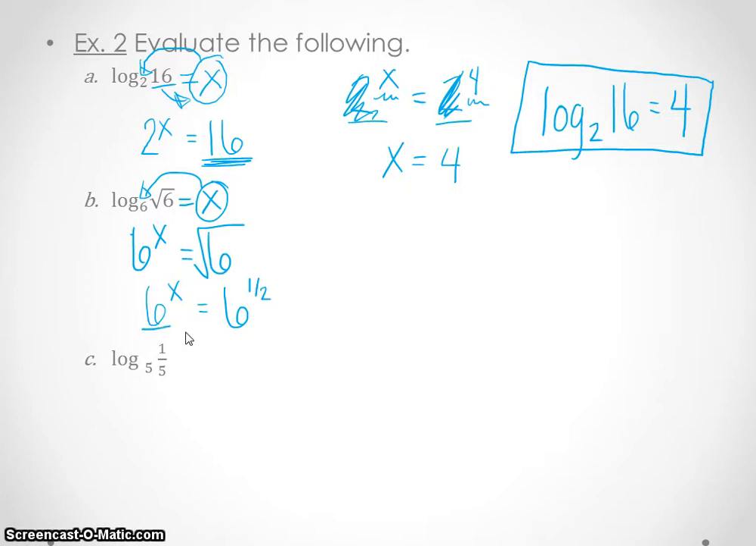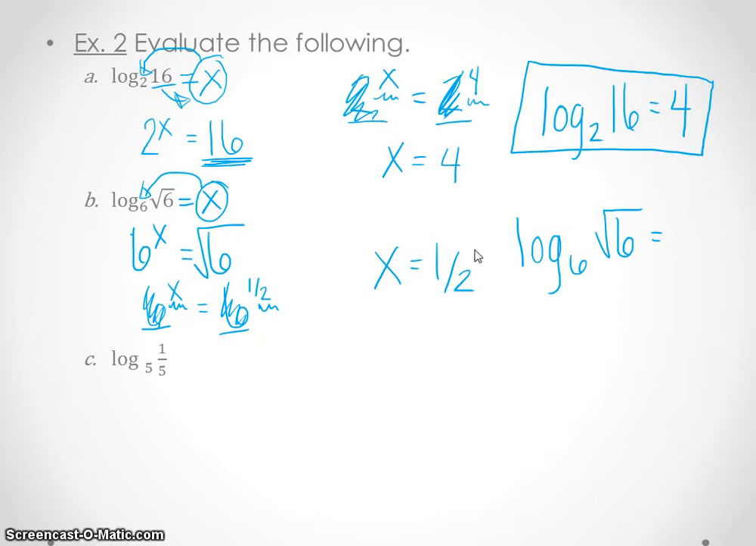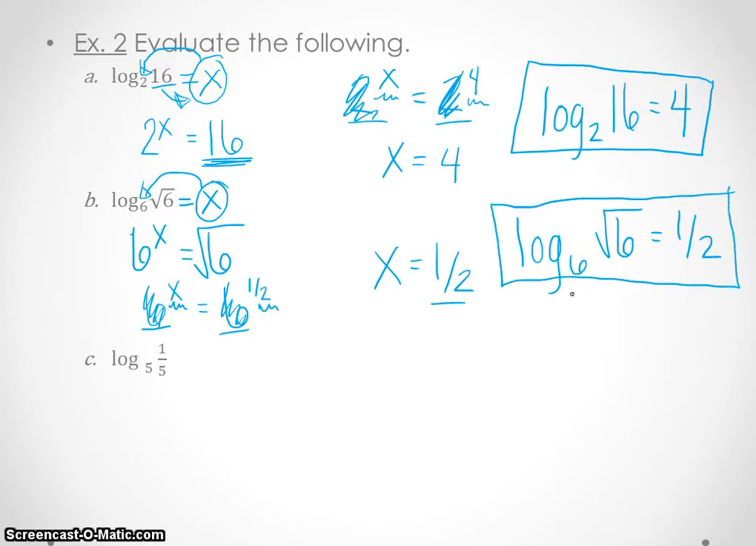So maybe we do know what power that is. So the bases are the same already, so we don't have to think about that. So all we say is okie dokie, our exponents are equal, so x is 1/2. So therefore the log base 6 of the square root of 6, which is what they're originally asking me, what the heck does that equal? We know that equals 1/2. There we go. Alrighty, last one.